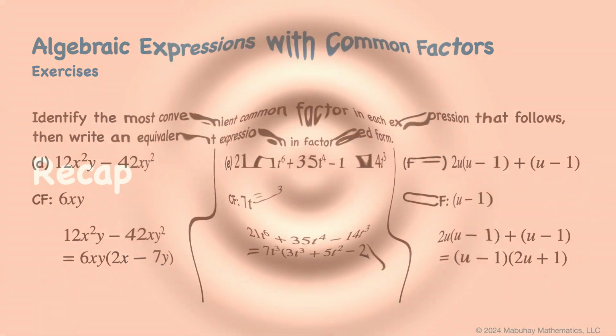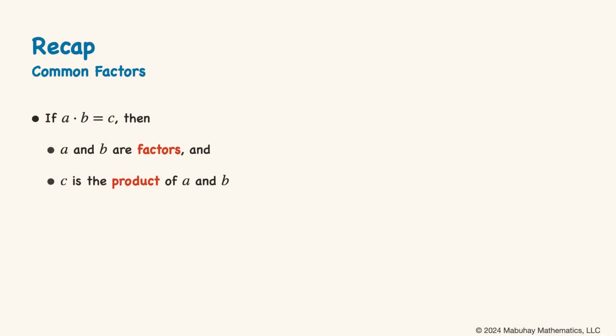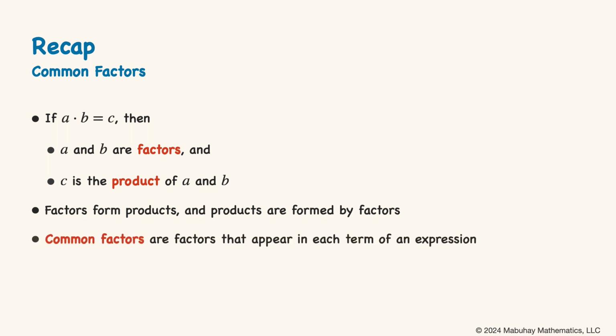Okay, great work, everybody. Let's just take a recap of what we covered in the video. So we found out that if A times B equals C, then A and B are factors of C, and C is the product of A and B. Factors form products, and products are formed by factors. It's this relationship between factors and products. Common factors are factors that appear in each term of an expression.